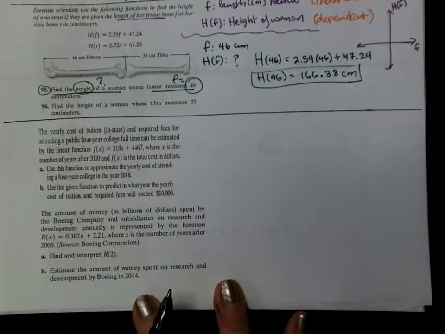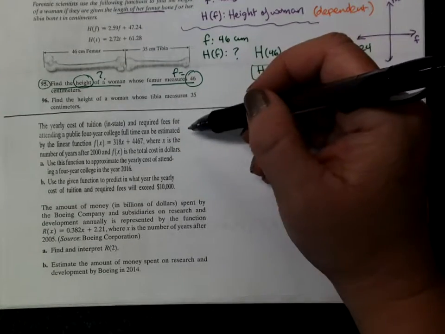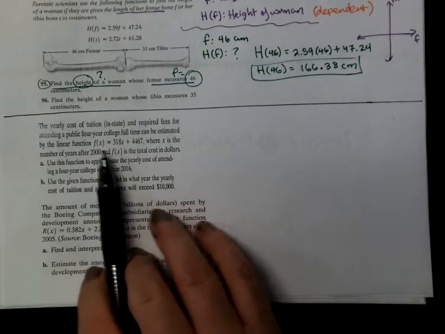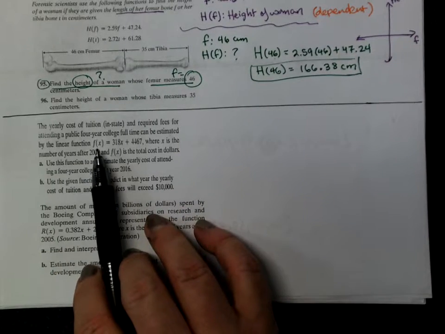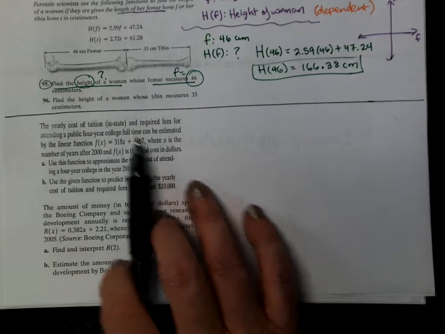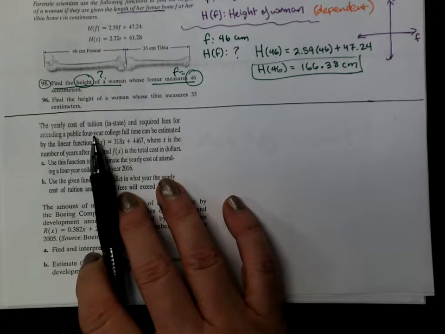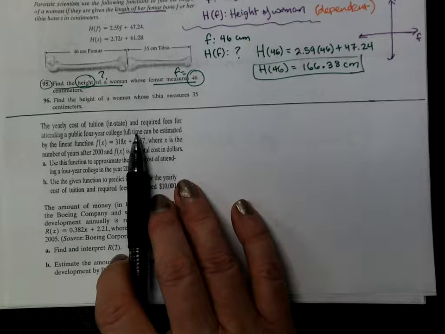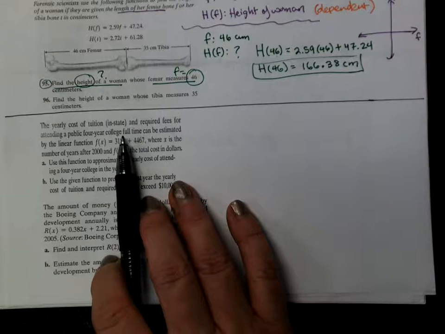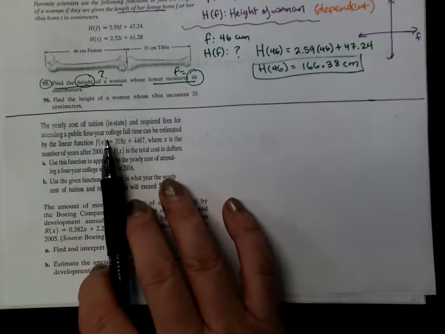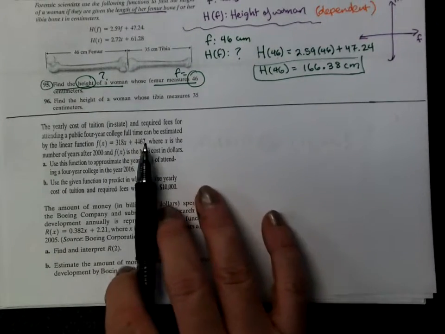Okay. So let's look here at this one about tuition. The subject of this function is about being able to determine the yearly cost of tuition and required fees for this public four-year college. And specifically full-time, so we're not worried about how many classes you take. This formula is going to tell you basically about how much this college tuition goes up over time.